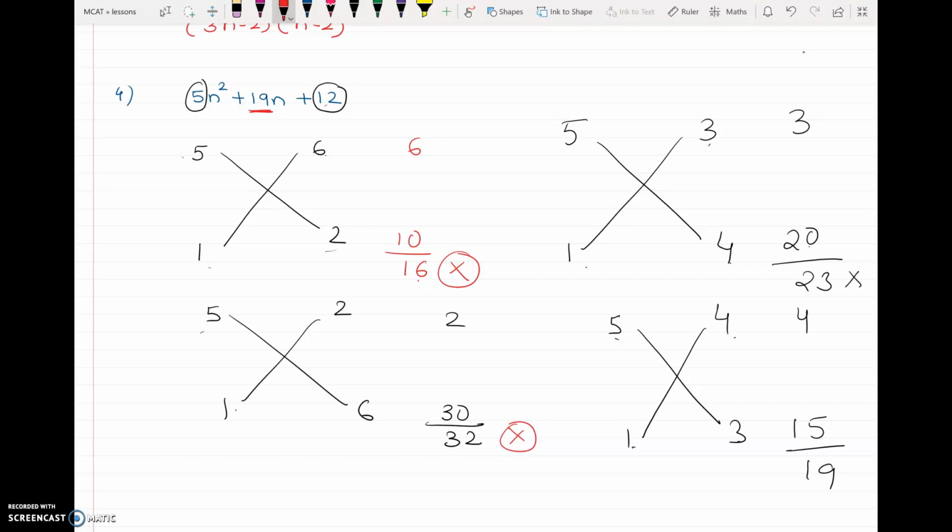So our factors are now 5n plus 4 and n plus 3. I've intentionally taken different multiples so that you can see how the trial and error method works. Sometimes you can do it in your head and figure out that these numbers will work, and that will be the quickest way. But sometimes it will take some time to play around with the numbers.